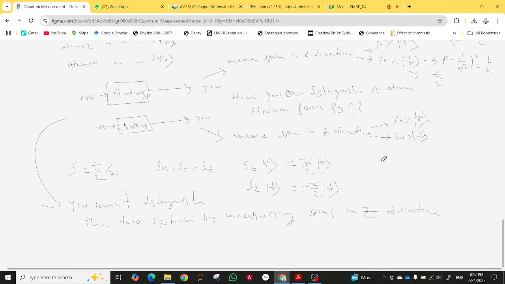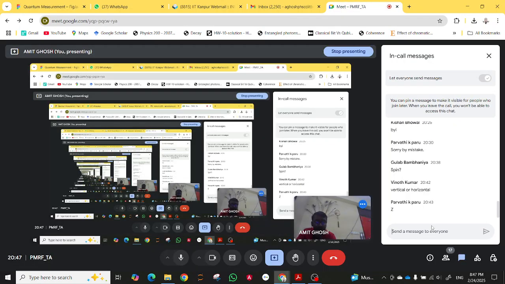Okay, so you have to do something else, right? Because both will give you half of the time up and half of the time down. You have to measure something else. What will you measure? Z, or vertical, horizontal, will not be able to distinguish. So you have to measure some other spins.